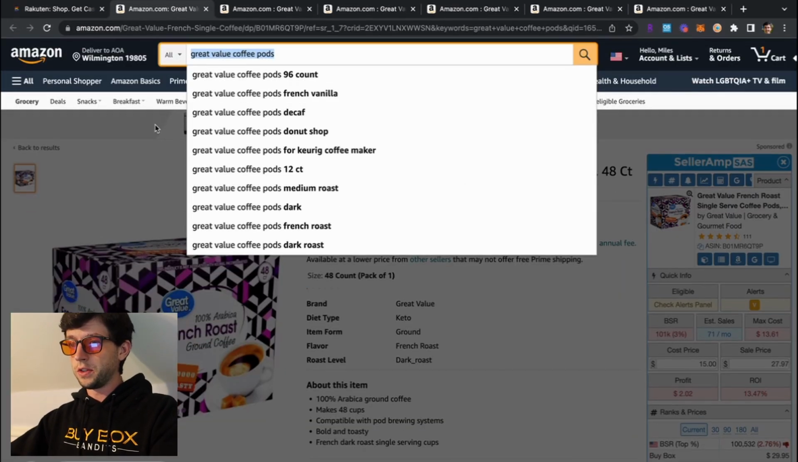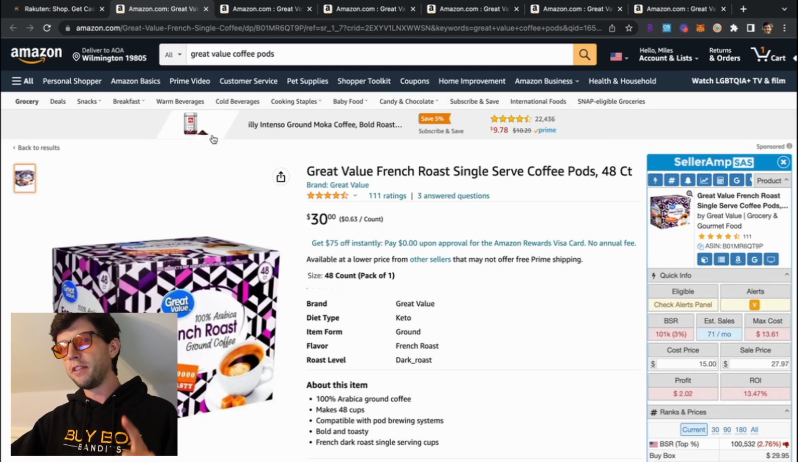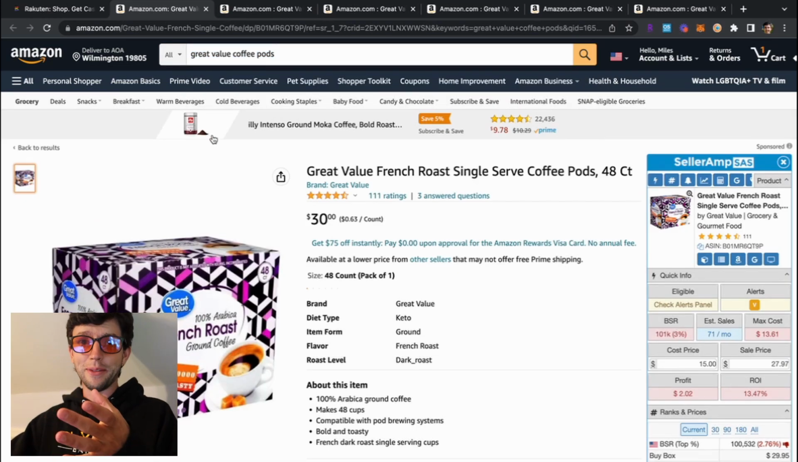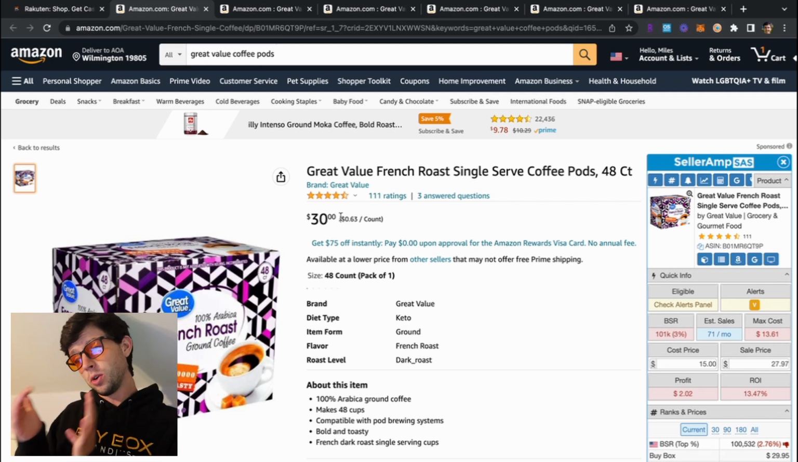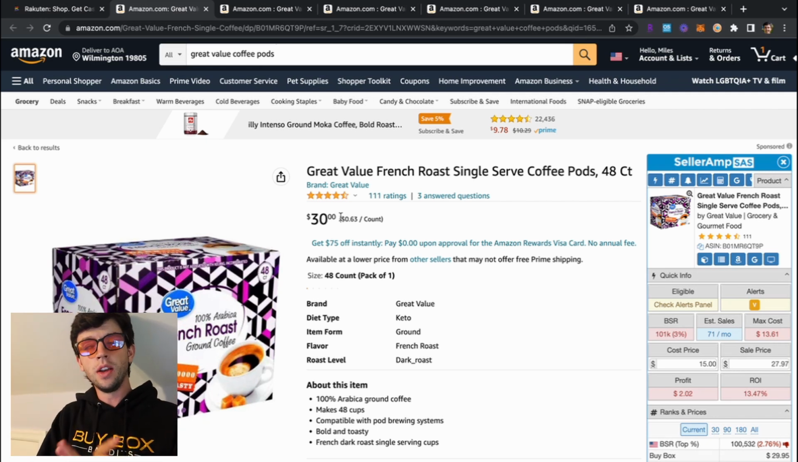So, a search for Great Value coffee pods. Why Great Value? It was one of the options that came up when I typed it in. But Great Value specifically is because we know that's an arbitrage brand, since it's a Walmart private label product. So we know the people selling these aren't wholesaling them, and they aren't traditional private label. The people selling them are going to be arbitrage sellers, so there's going to be other stuff we can look at.